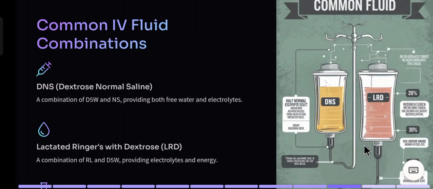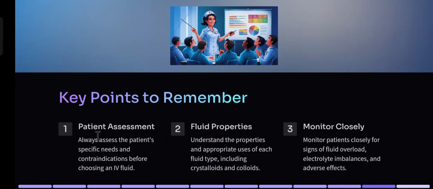Slide 10. Key points to remember. 1. Patient assessment. Always begin by assessing the patient's specific needs, including their current health status and any contraindications for certain fluids. This assessment is critical for safe and effective fluid therapy. 2. Fluid properties. It's important to understand the properties and appropriate uses of each type of IV fluid, including the differences between crystalloids and colloids, to make informed decisions.